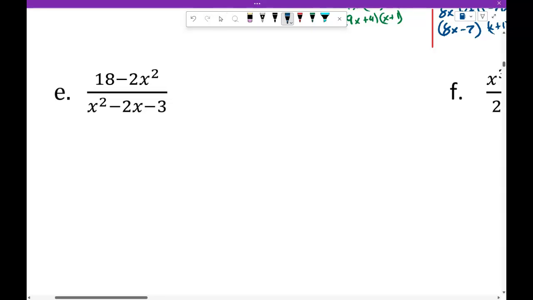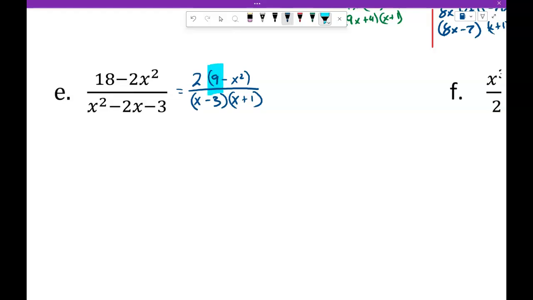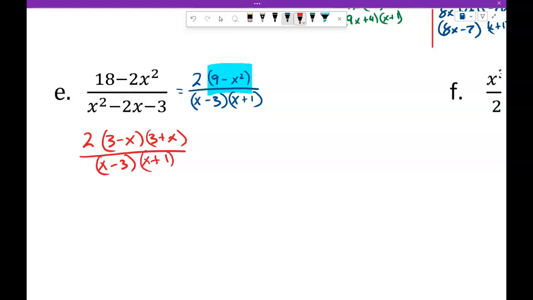Factoring E, we'll start with greatest common factor. In the numerator, it's 2, leaving us with 9 minus x squared. The denominator, we have a product of negative 3 and a sum of negative 2, giving us x minus 3 and x plus 1. We don't have any common factors, so possibly there's something else that can be factored more. And you would be correct, we have a difference of squares in the numerator. So it factors out as 3 minus x and 3 plus x.